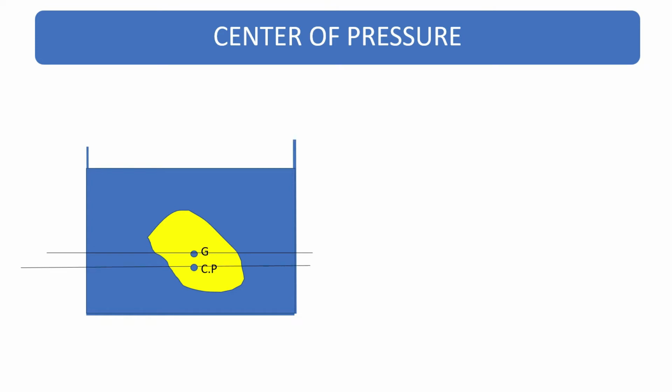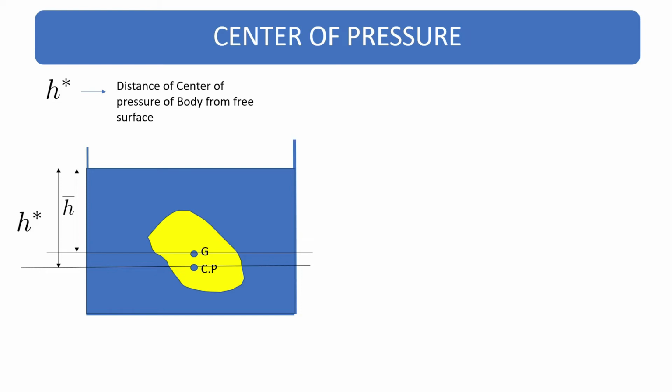So how will you calculate the center of pressure of this plane surface? You can see this h bar is the distance of the centroid of the body from the free surface, and h star is the distance of the center of pressure from the free surface of the liquid. So in order to find the center of pressure, we will consider a small elemental area dA, which is at a distance of h from the free surface. So the elemental force dF is equal to P into dA, where P is equal to rho g h, as we have seen earlier, and dA is the elemental area.